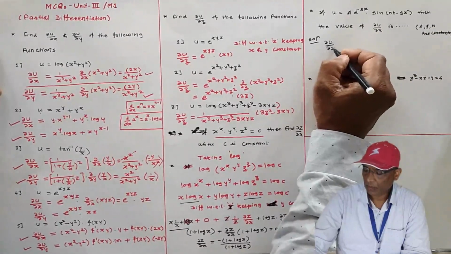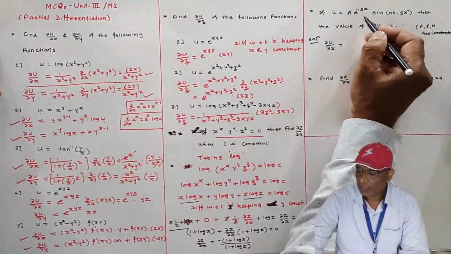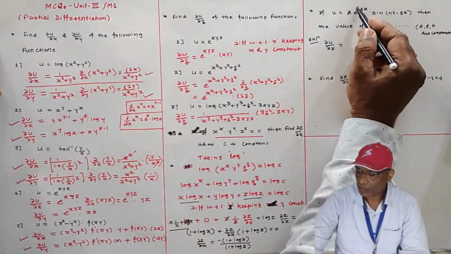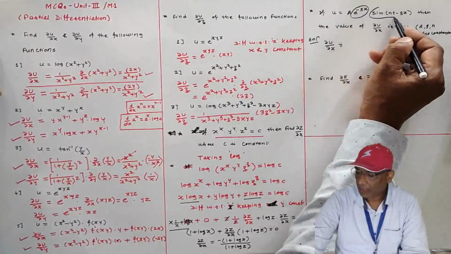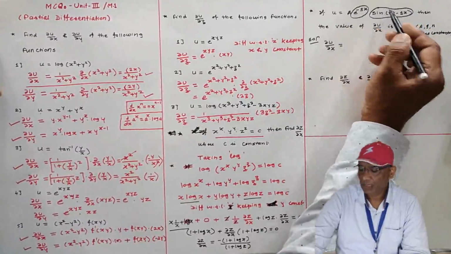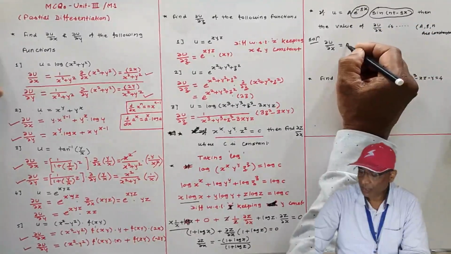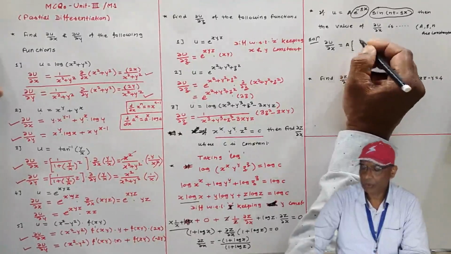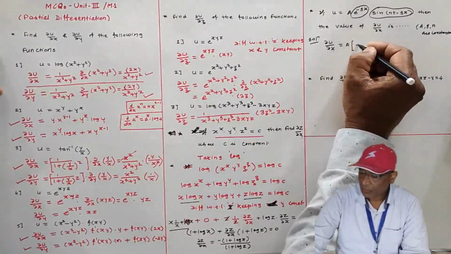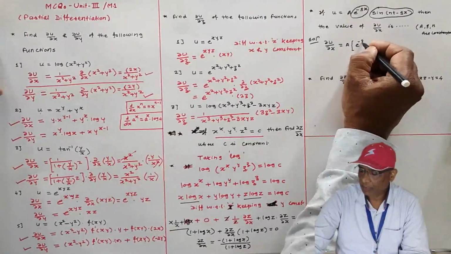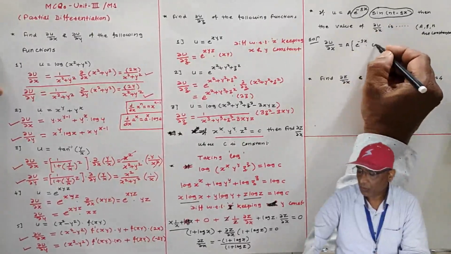So how do you find del u by del x? If you look at this function very carefully, a is a multiplicative constant, but this is a function of x multiplied by this, which is also a function of x. So we have a product of two functions. Therefore, use product rule here. A is common because a is a multiplicative constant. First function, derivative of sine is what? Cos.